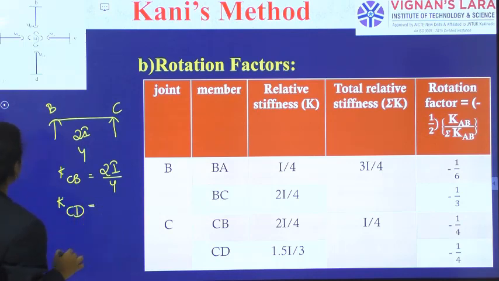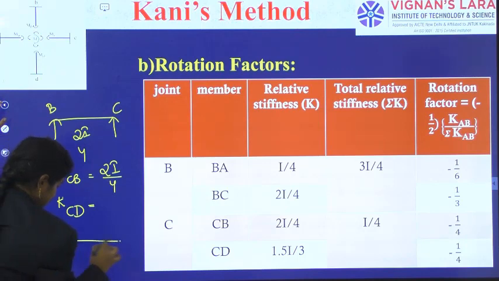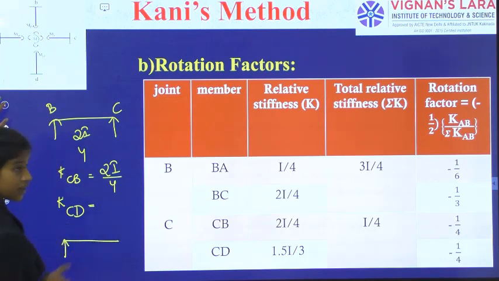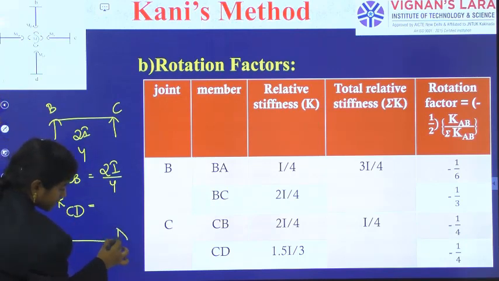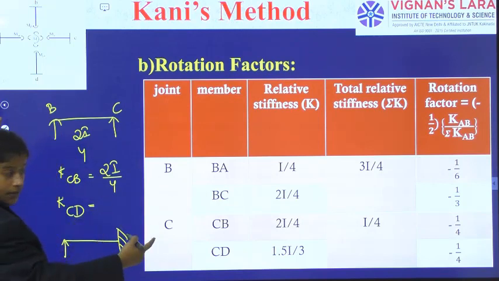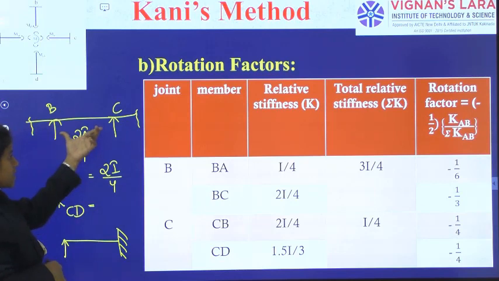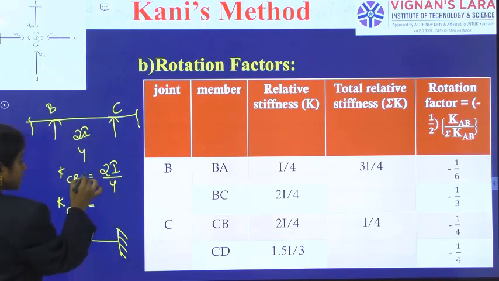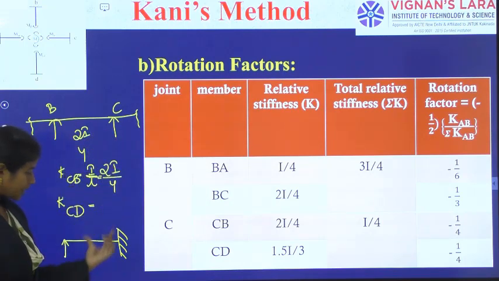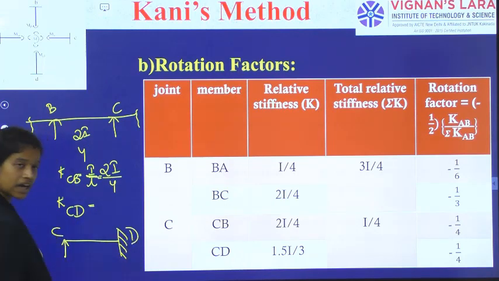For the CD, what is the span, what is the length, and what are the conditions of the support? So C is like this, and we have observed D is a fixed end. So continuity is still there, that's why I by L. Here we have written I by L only as it is, whether it is continuous or the farther end is fixed. So this CD is also I by L only.